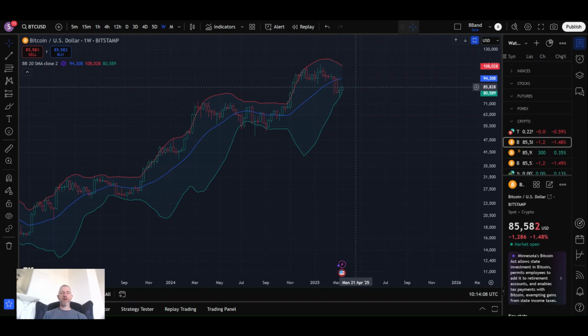But when volatility expansion occurs, which it almost inevitably does, well, no, it always does, then what you want if you're looking for more upside is for the price to be above the midpoint. And the midpoint at the moment for a weekly closure is 94. So, quite far away from there at the moment on a weekly time frame.